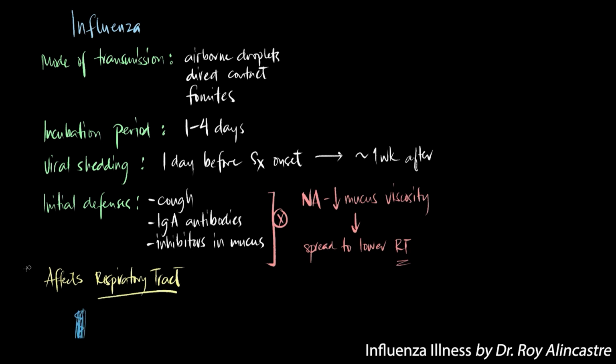Why? Remember the hemagglutinin protein? Remember, it has two subunits, HA1 and HA2, right? This should be split or cleaved from each other, okay? And to activate and expose the fusion peptide. And I mentioned that the splitting is facilitated by specific proteases.